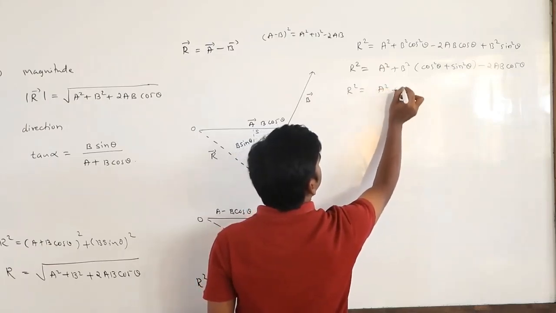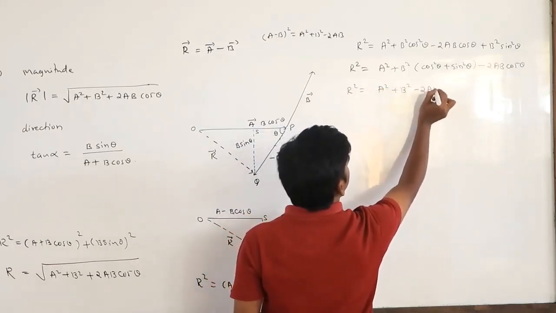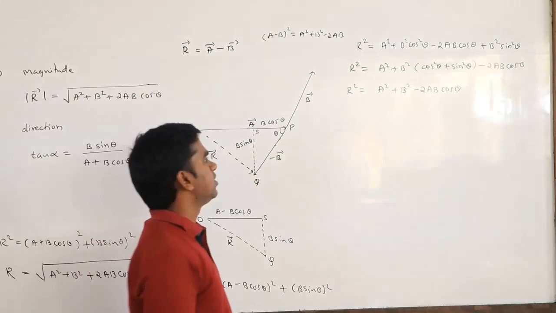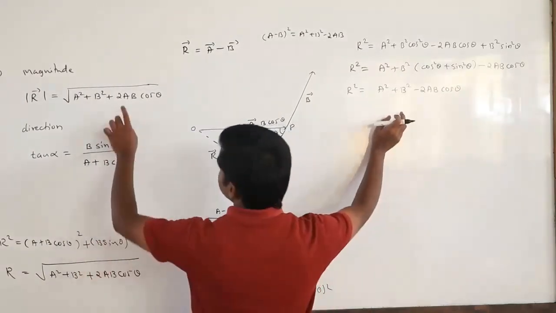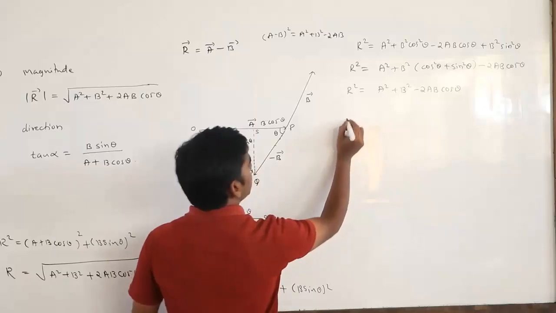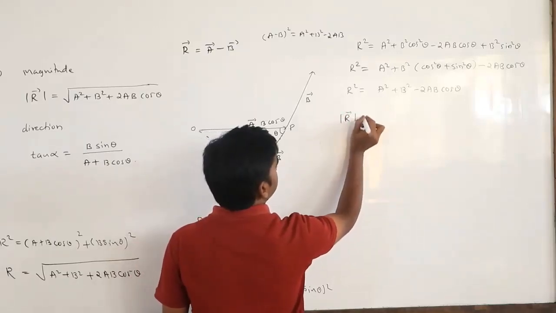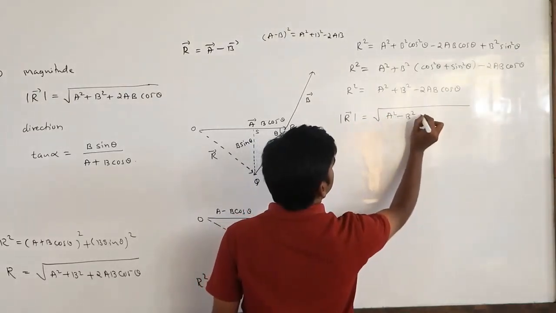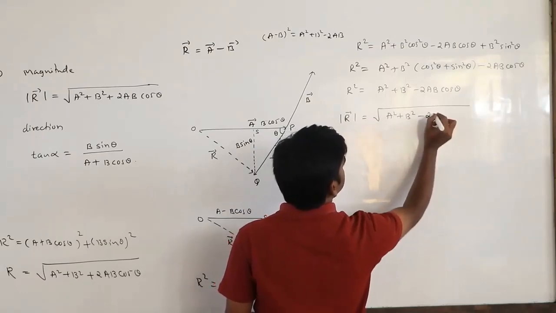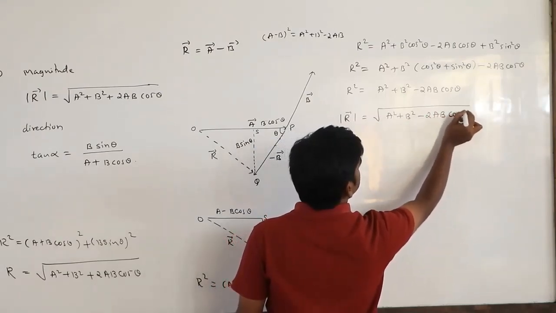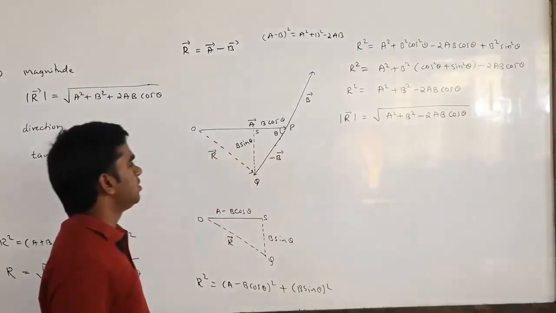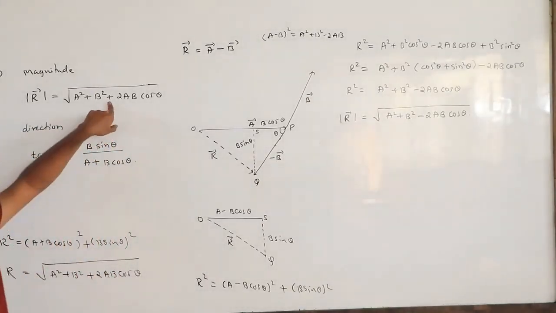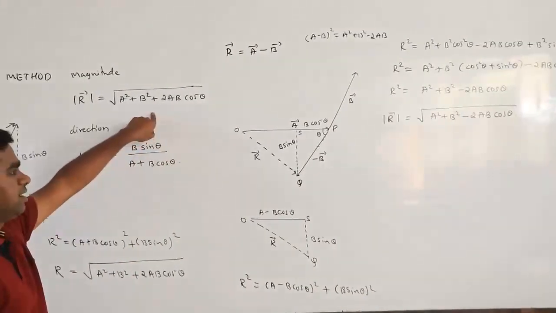So this will become a square plus b square minus 2ab cos theta. Okay, so I hope you are getting what difference is coming, just we are getting a negative sign. So the magnitude of vector r equals the square root of a square plus b square minus 2ab cos theta. This is what is going to be the magnitude. So the difference is here: for addition, plus is there; for subtraction, minus is there.